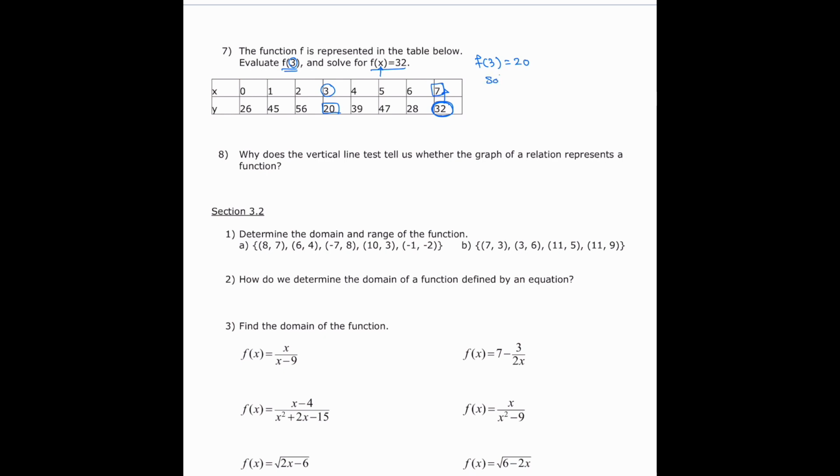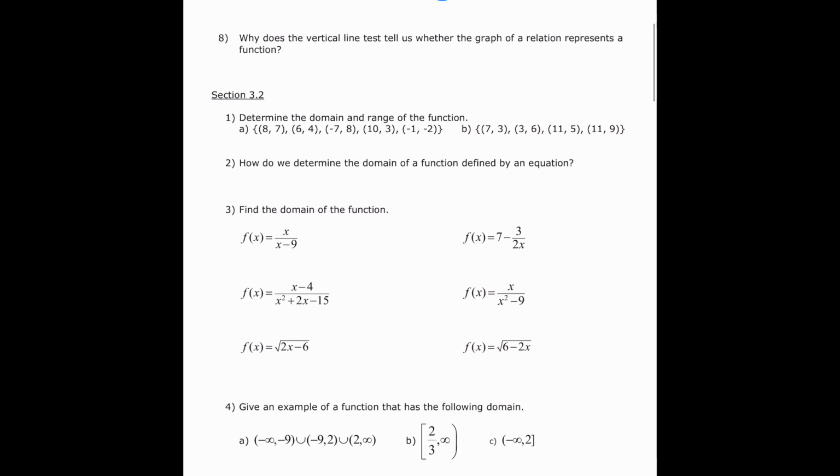So solve f of x is equal to 32. That is, x is equal to 7. When we say solve, that means we need to find the value of x that makes this equation true. So the value of x is 7 because f of 7 is 32. So we're working backwards.